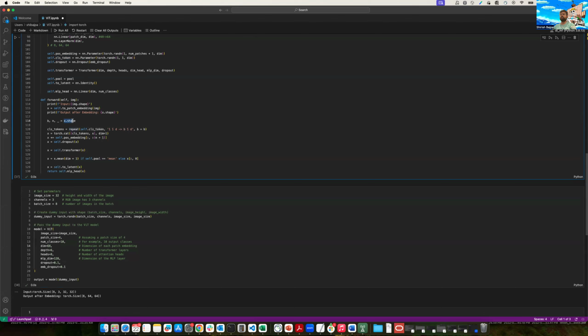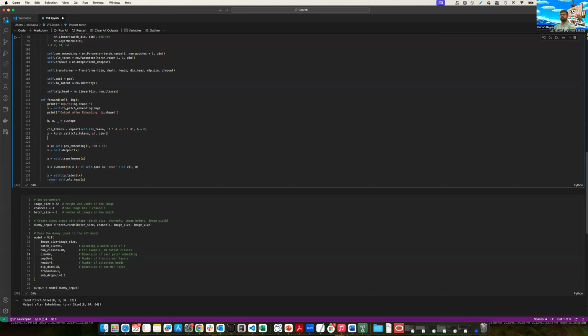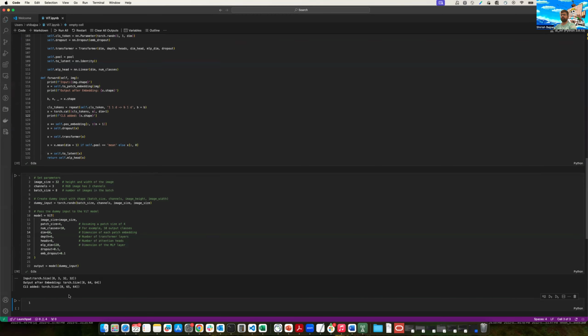Because our original input is a batch of images, we repeat this CLS token across each image, right? And then we concatenate CLS with this, right? So now what happens? Our input has one more token as CLS is added. So now it becomes 65, right? The number of patches plus CLS.